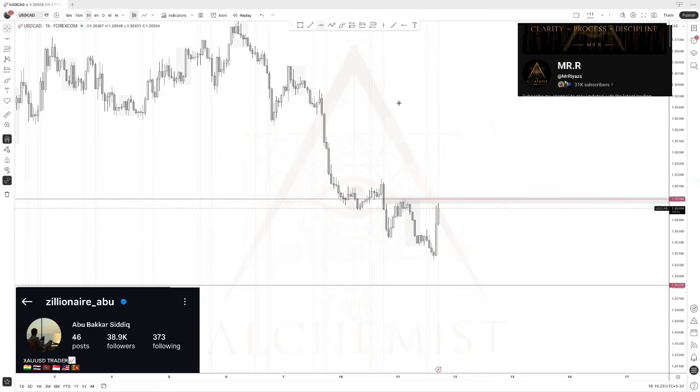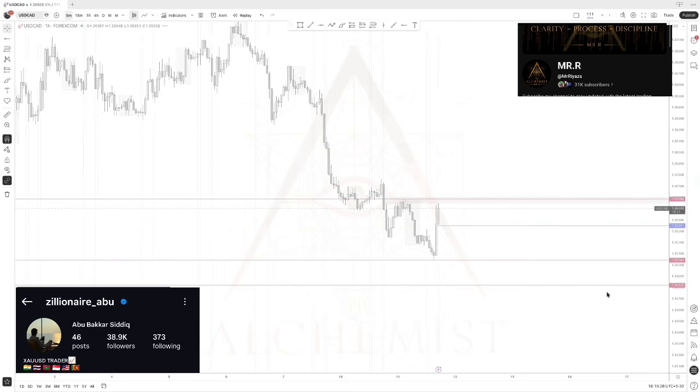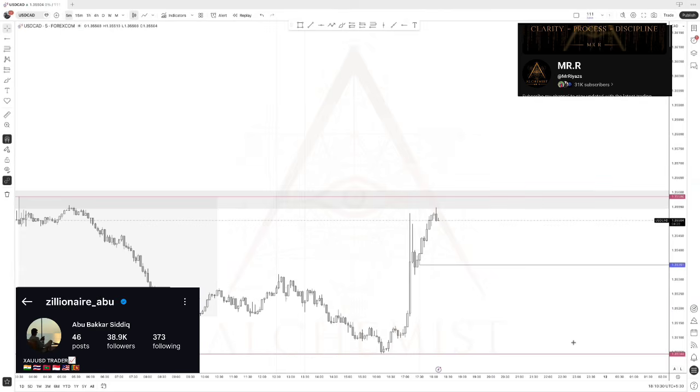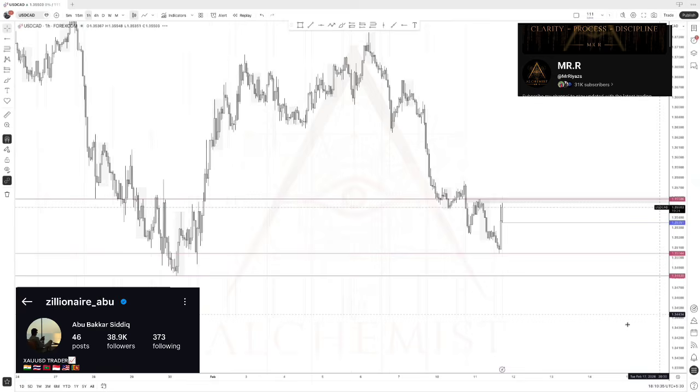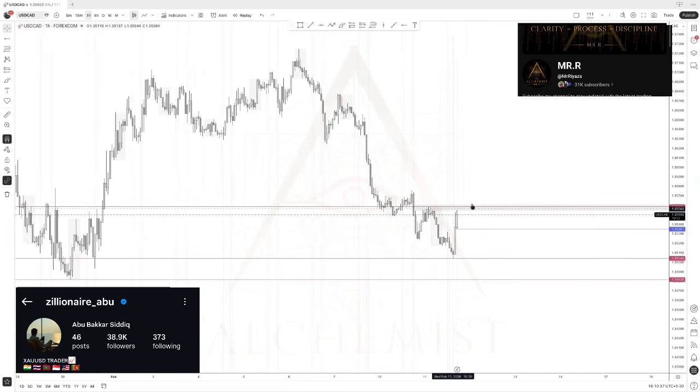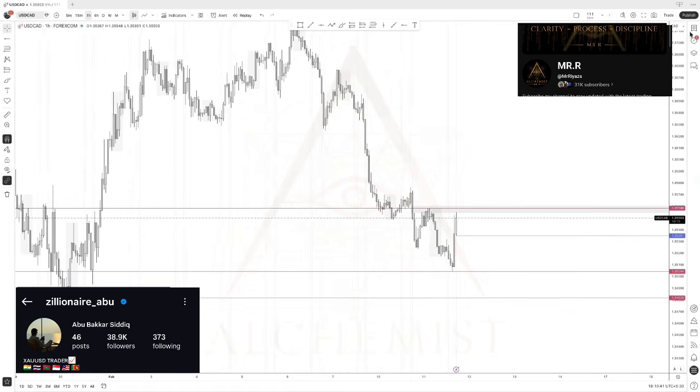So let's see what happens. This would be the target, and this would be the break-even point if we get a chance. So have everything marked out and patiently wait and see. Just wait for the confirmations. Don't get overconfident and place limits or anything here. Just wait for the confirmation patiently.